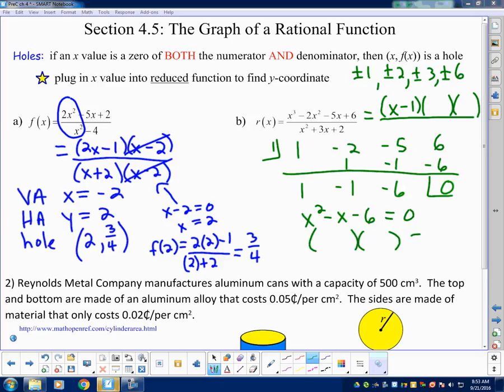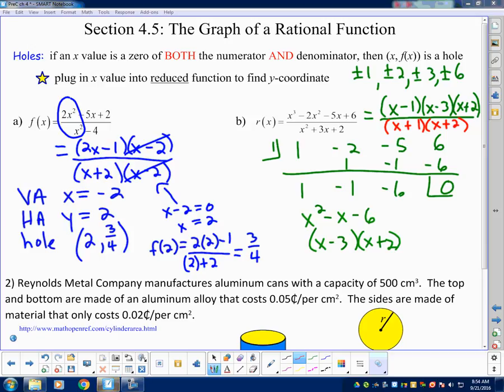How does that factor? I don't really need the equals 0, I just need the factors. Factors of negative 6 that add to equal negative 1. Yeah, x minus 3, x plus 2, okay. So x minus 3, x plus 2. And on the bottom we have what kind of factors? Looks like an x plus 2 and an x plus 1, right? So that's all we need.